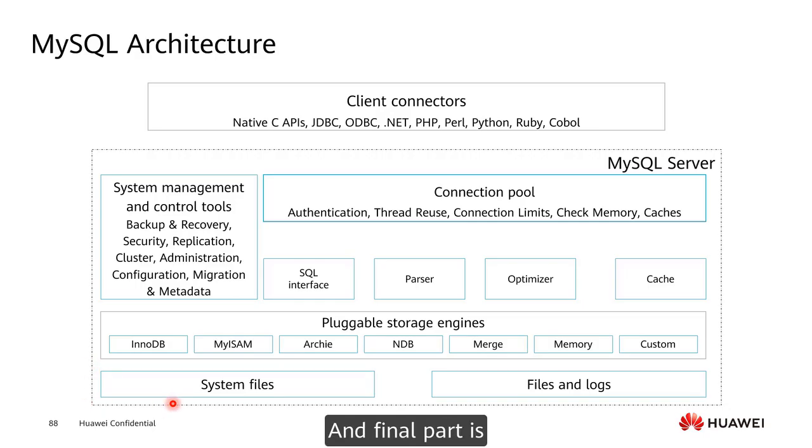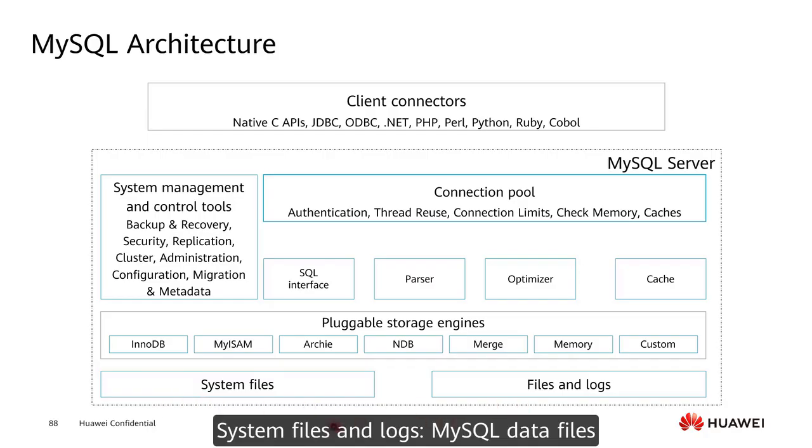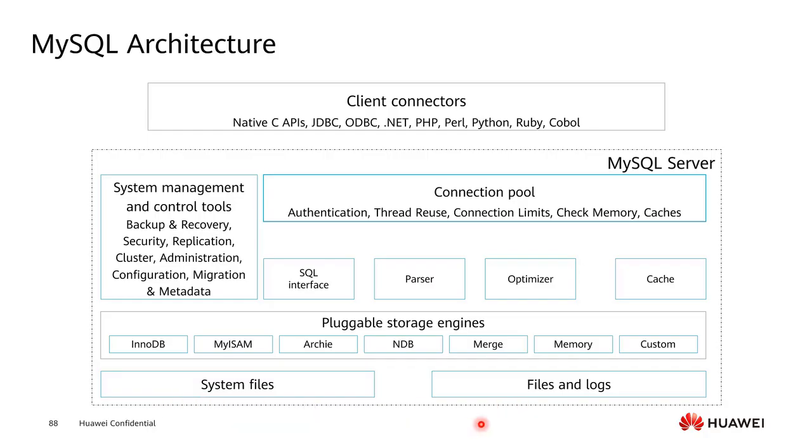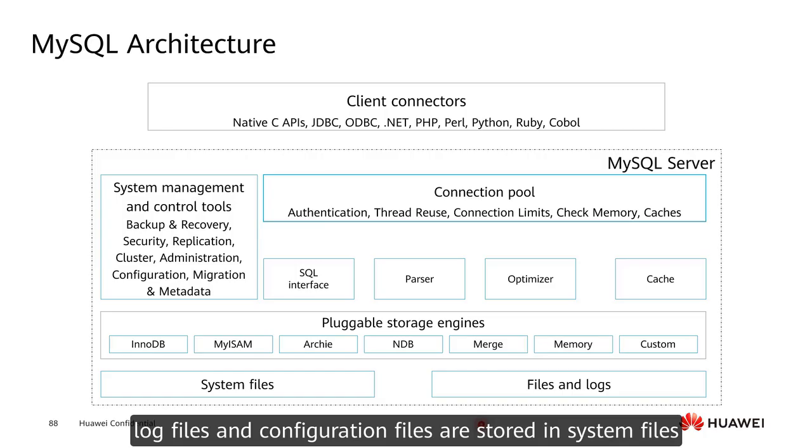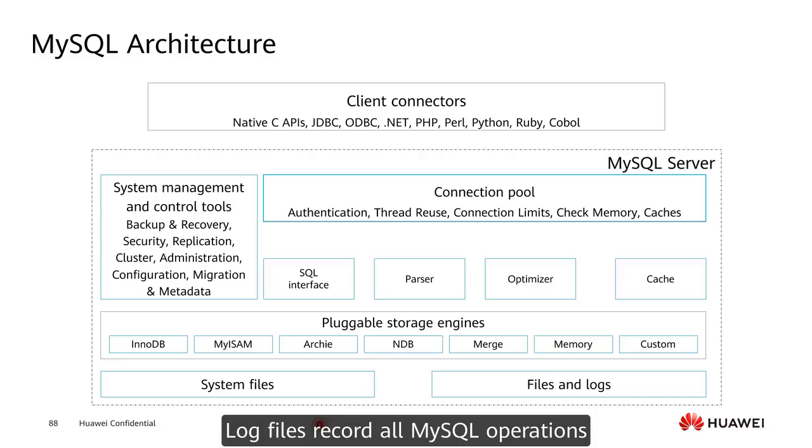And the final part is system files and logs. MySQL data files, log files, and configuration files are stored in system files. Log files record all MySQL operations, including query, insert, update, and deletion. These logs are useful for troubleshooting and performance tuning. This is the basic architecture of MySQL, which is designed to handle both large-scale database applications and specific application requirements.